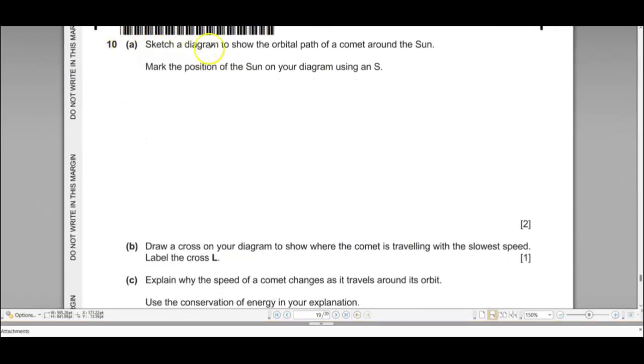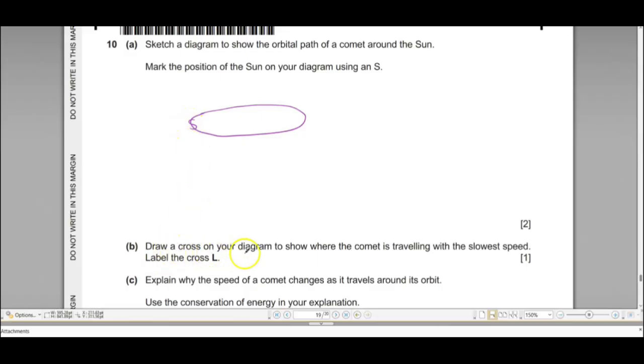Number 10, part A, sketch a diagram to show the orbital path of a comet around the sun. Mark the position of the sun in your diagram using S. Okay, now we know that the orbital path of a comet around the sun is elliptical. So this is going to be elliptical, and you can mark S anywhere, over here or over here. So the sun is going to be here.